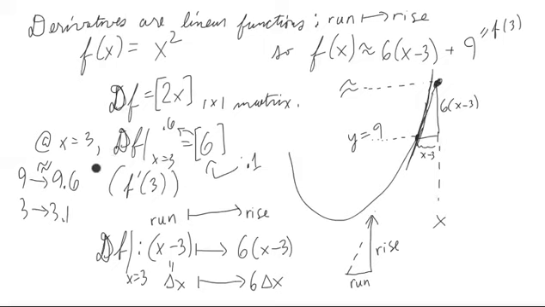And that's what the derivative means. It's simply, okay, we input the run of 0.1, we output the rise of 0.6, and we know kind of how we can go with that.